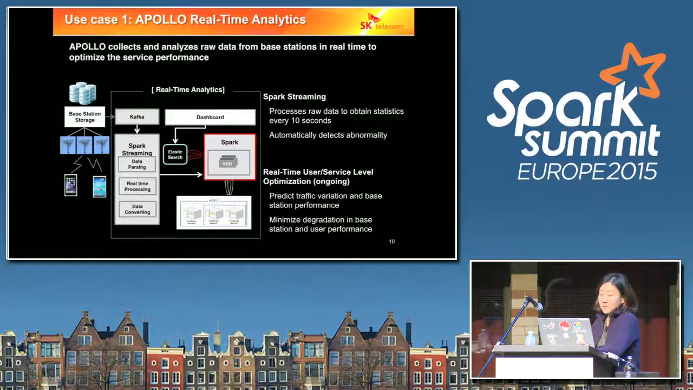Elasticsearch is adopted because Apollo is a web service. It processes and makes statistical data from each 10-second data burst with Spark Streaming. If data exceeds the threshold, it is automatically detected as abnormal data at that moment. We are trying to optimize the real-time user and service level. It predicts traffic variation and base station performance, and minimizes degradation in base station and user performance.